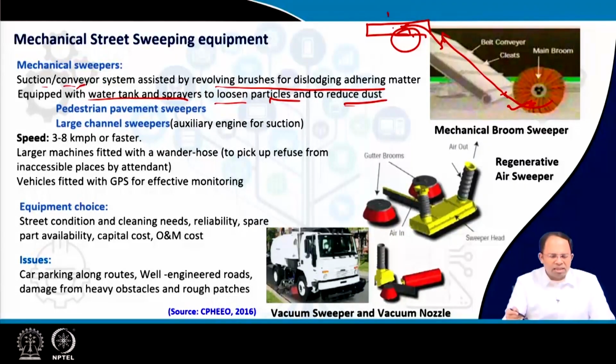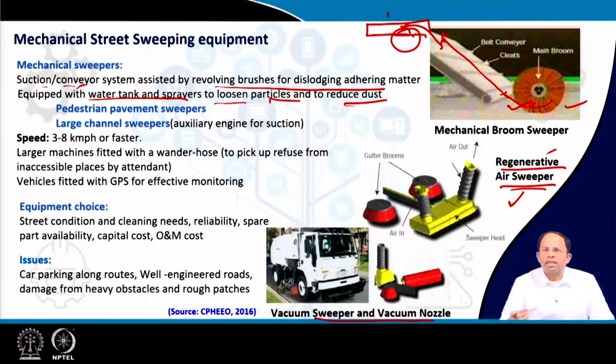The other option is the suction system. There could be different kinds of suction mechanism: a regenerative air sweeper or a vacuum sweeper. A vacuum sweeper is pretty well understood. You have the broom system, the broom dislodges and pushes the waste towards the vacuum nozzle, and the waste is sucked in. In the regenerative air sweeper, air itself is used to loosen up the dirt, and in the same nozzle we have the vacuum system as well.